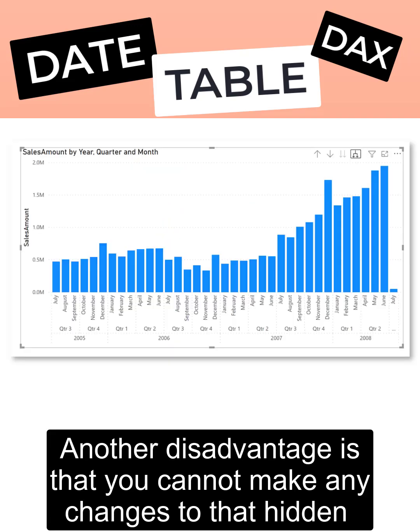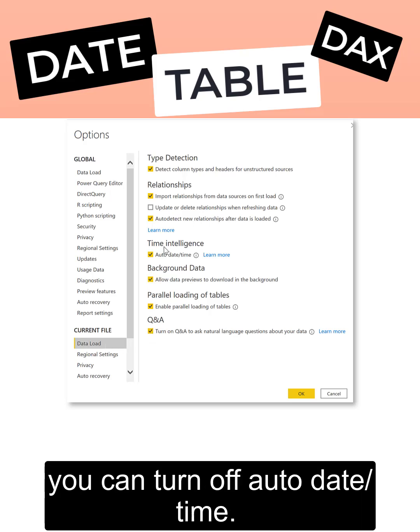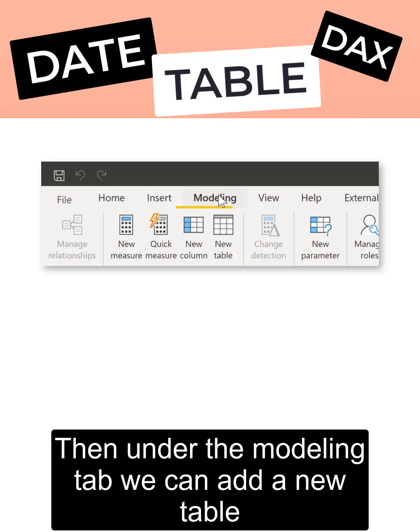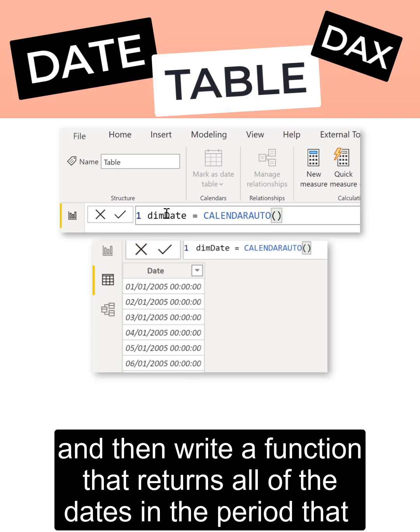Another disadvantage is that you cannot make any changes to that hidden date table. Go to the options menu, and under data load, we can turn off auto date and time. Then under the modeling tab, we can add a new table, then write a function that returns all of the dates in the period that you're analyzing.